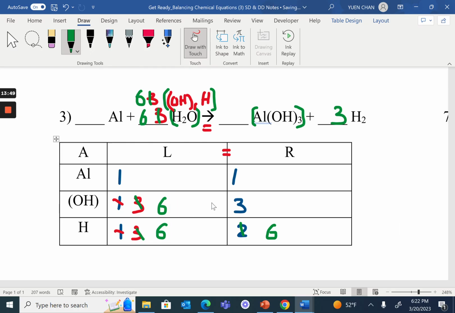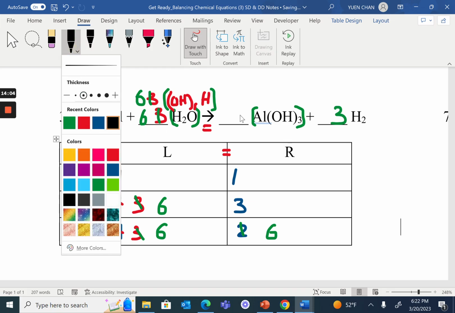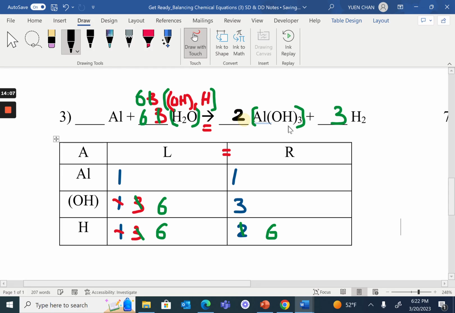Now it looks like the OH is not balanced again. How can I make the OH balanced? Right now, for OH, I have 3 on the right and 6 on the left. So I need to make the right-hand side 6 OH. I will put 2 in front of this Al(OH)3, so I change everything in the compound. I make the Al 2, and then my OH, 2 times 3, now becomes 6. So now my OH is balanced, but my Al is not balanced.